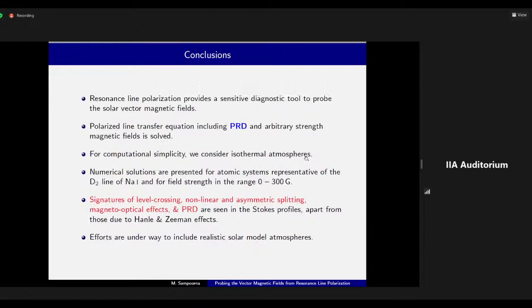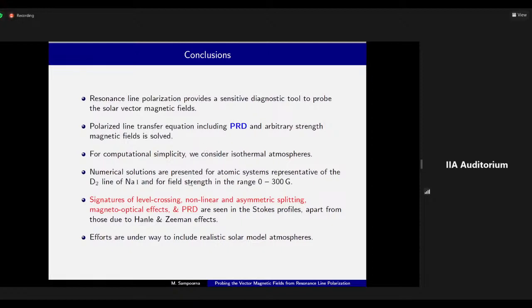So coming to the conclusions, resonance line polarization provides a sensitive diagnostic tool to probe the solar vector magnetic fields. We have solved here a polarized line transfer equation, including PRD and arbitrary strength magnetic fields. For computational simplicity, we consider isothermal atmospheres, and the numerical solutions are presented for atomic systems representative of the D2 line of sodium-1 and for field strengths in the range 0 to 300 Gauss.